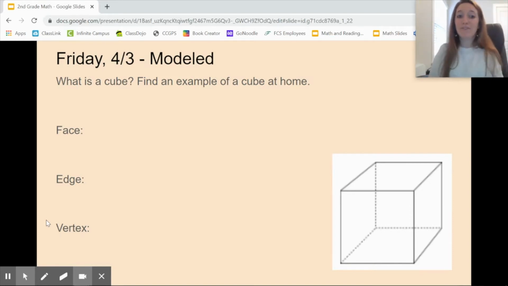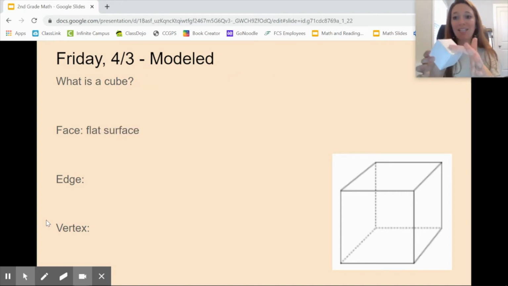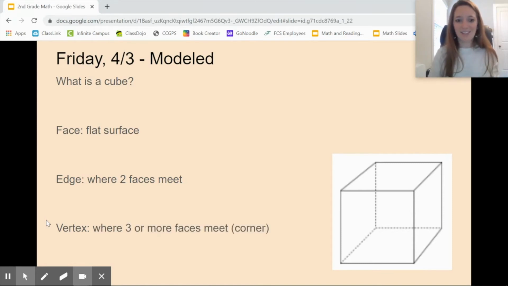So now let's talk about what a face, edge, and vertex are. So a face is this. It's a flat surface. And a cube is made up of all squares. The flat surfaces are all squares. Cool. An edge is where two faces meet. So this is a face, and this is where they meet. So this is an edge. It's like the lines. And then a vertex is where three or more faces meet. So let's see. Here's one face, two faces, three faces, and they all meet right here, the point. So the vertex is a point or a corner.